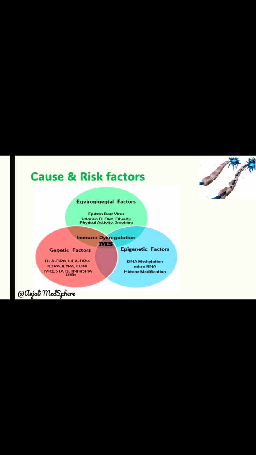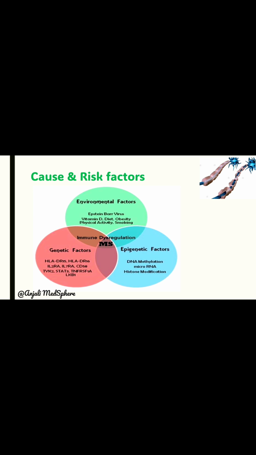And in Epstein-Barr or vitamin D, why? Because vitamin D is necessary for the immune system. In order to fight against infection, it has a vital role. When there is a deficiency in it, the immunity can't be maintained inside our body. That is weakened. That is why vitamin D deficiency is a risk factor for multiple sclerosis.